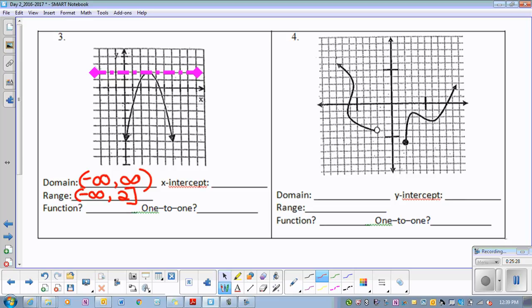Now, since I already have a horizontal line up, is this 1 to 1? No. Because the horizontal line hits the graph in 2 points. This is no. Is this a function? What do you guys think? Yes, good.